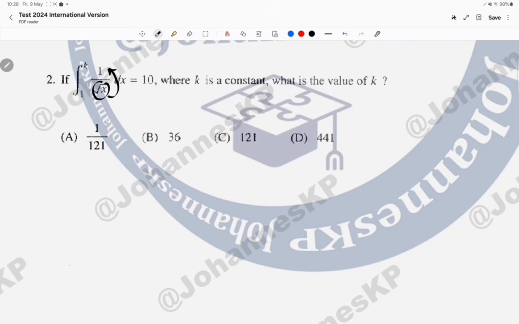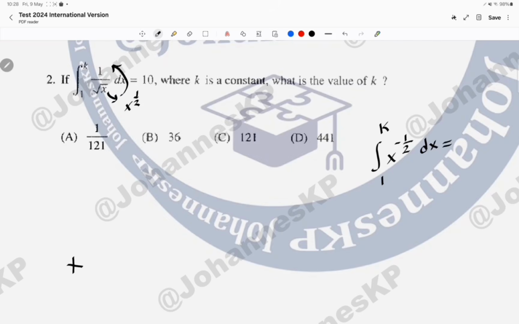Okay. And right now, what's the power on this? It's half, 1 over 2. You bring it up, it becomes negative 1 over 2. Integral from 1 to k dx. Now, what's the integral of x to the power of negative half?